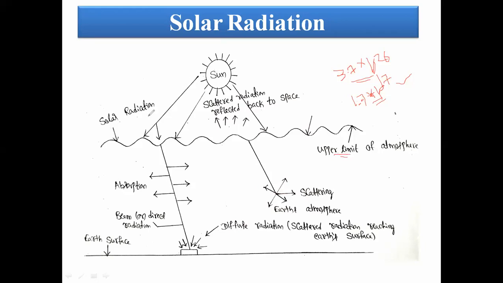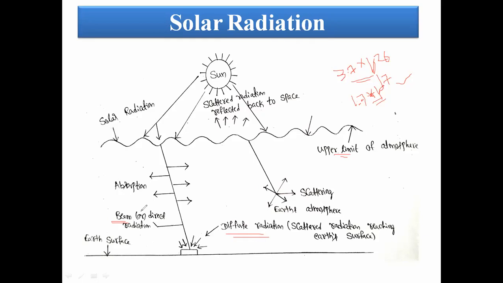The solar radiation reaching the Earth's surface is classified into three types: direct radiation, or simply the beam, diffuse radiation, and global radiation. Direct radiation means the solar radiation reaches the Earth's surface without being absorbed by any particle, directly from the sky hemisphere to the ground. That is direct radiation, or beam.